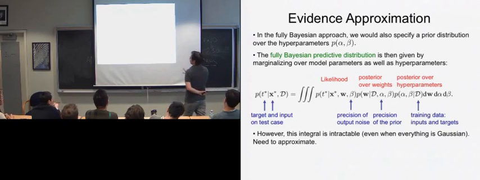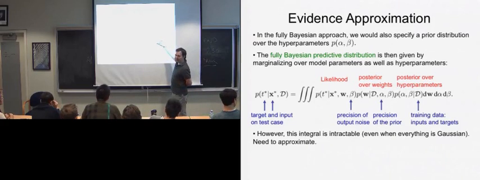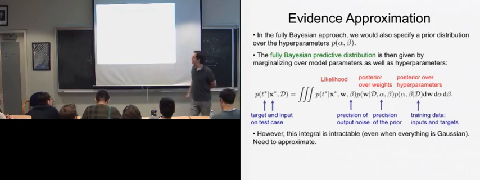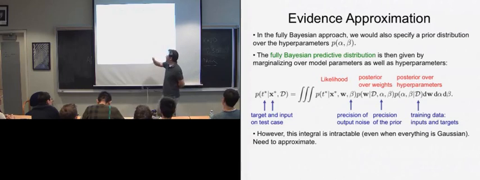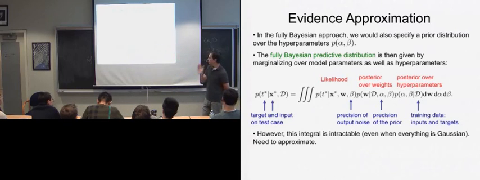But here I just wanted to show you that if you do specify the priors, let's say, over the hyperparameters, and we compute the predictive distribution, it turns out that this integral becomes intractable, even when everything is Gaussian.